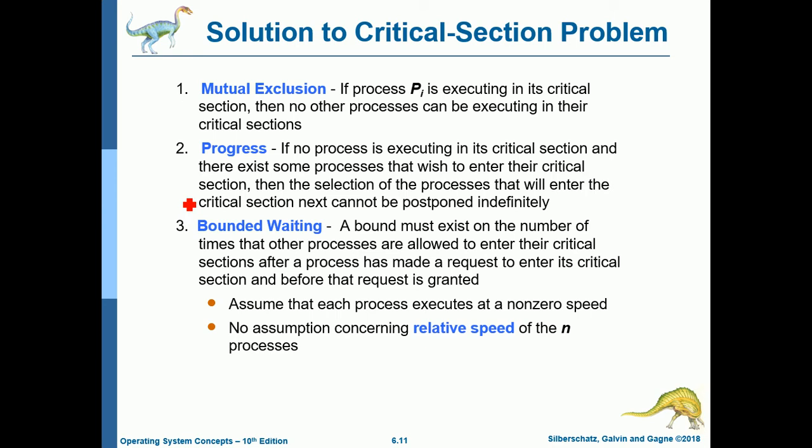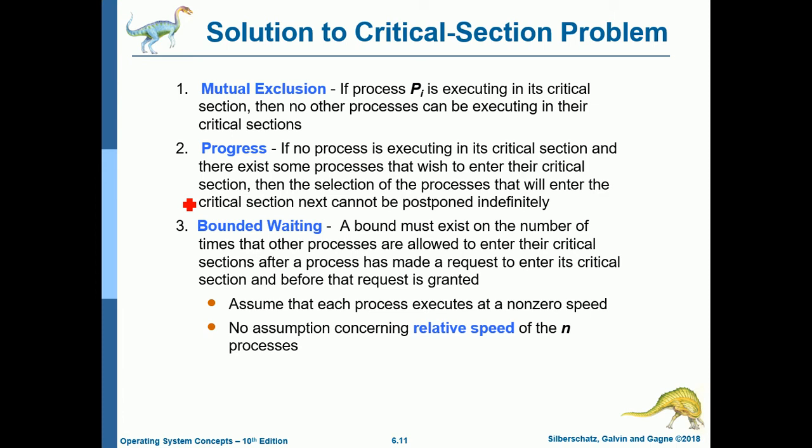And then number three, we have bounded waiting. A bound must exist on the number of times that other processes are allowed to enter their critical sections after a process has made a request to enter its critical section and before that request is granted.